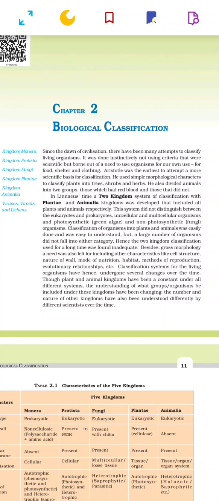Besides gross morphology, a need was also felt for including other characteristics like cell structure, nature of wall, mode of nutrition, habitat, methods of reproduction, evolutionary relationship, etc. Classification systems for the living organisms have hence undergone several changes over time. Though plant and animal kingdoms have been a constant under all different systems, the understanding of what groups or organisms be included under these kingdoms has been changing. The number and the nature of other kingdoms have also been understood differently by different scientists over time.